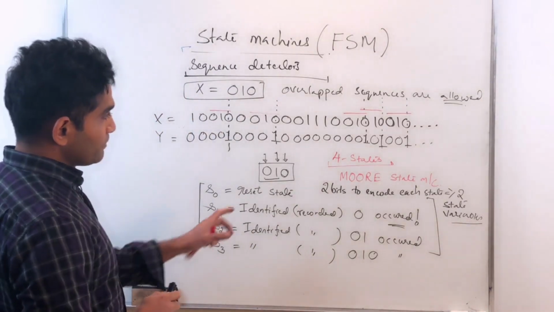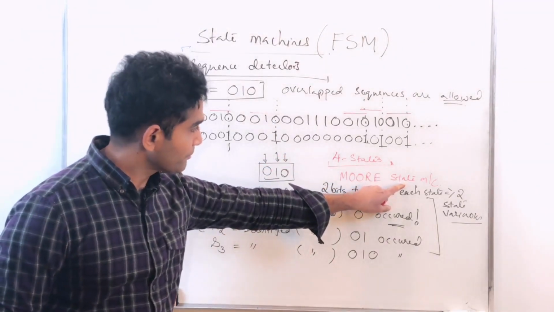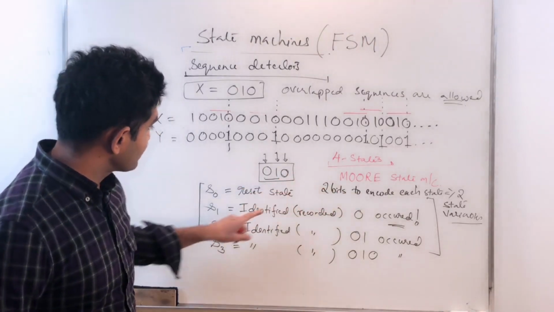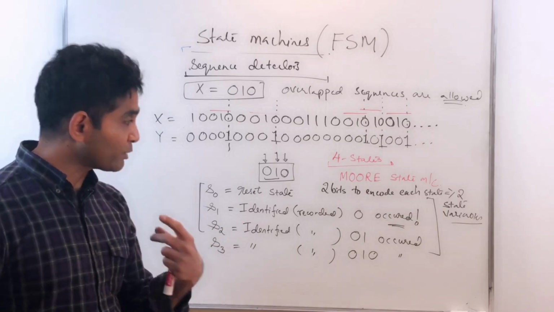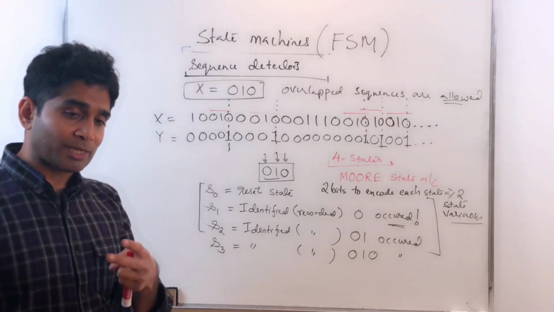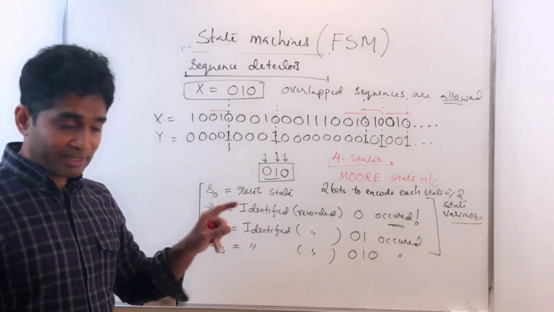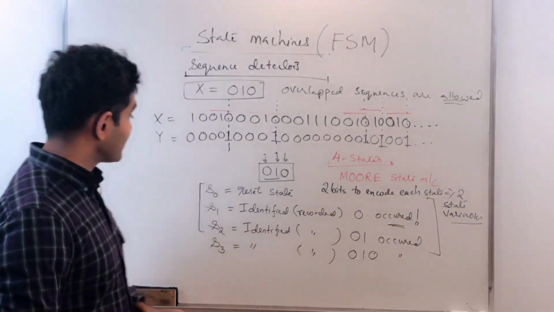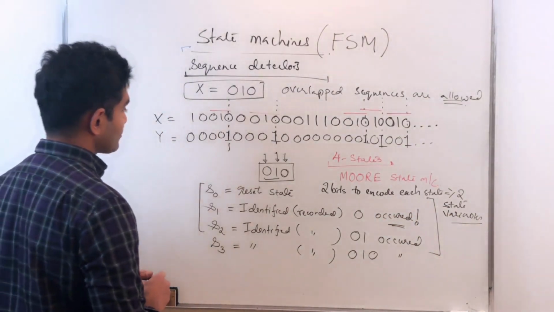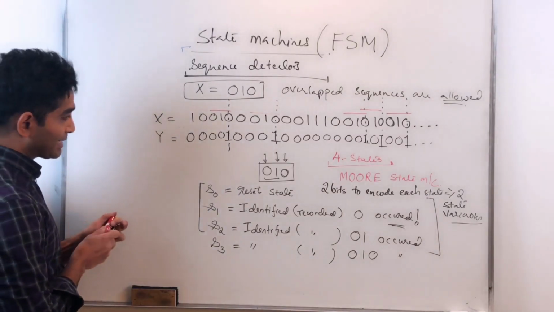Okay, so that's good. 4 states. I'm implementing this as a Moore type state machine. I have 4 states, so each state needs to be encoded with a unique binary code. That means I need at least 2 bits to encode each state with a unique binary code. That means I need 2 state variables in my design. Okay. Now let's actually draw the state diagram.